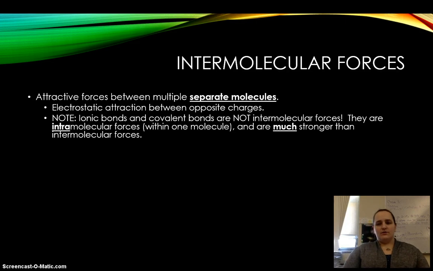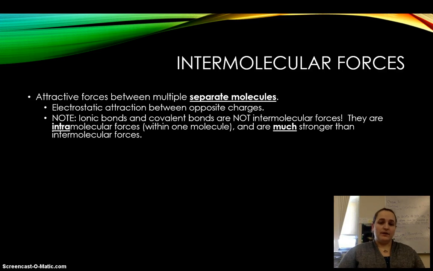And all intermolecular forces at their core are just electrostatic interactions between opposite charges. So essentially you can sum up intermolecular forces as opposites attract. And the most important thing to note, really, is that they're not bonds. People often confuse intermolecular forces with covalent and ionic bonds, thinking that they're in the same class, or the same strength. And that's not true at all.